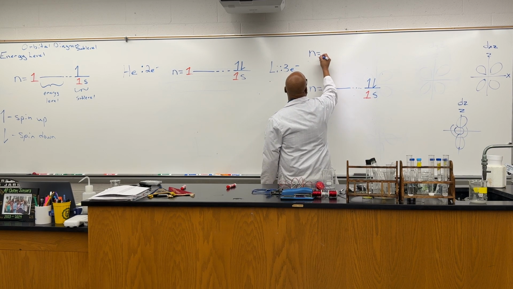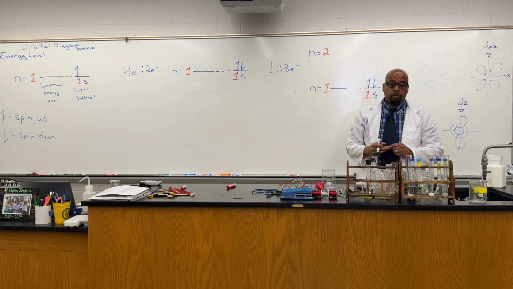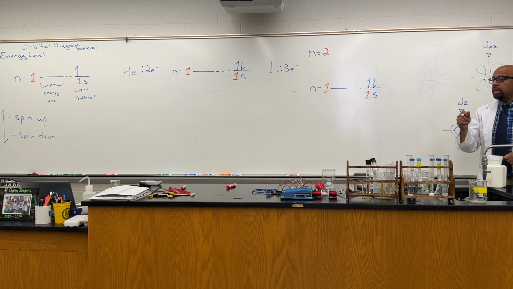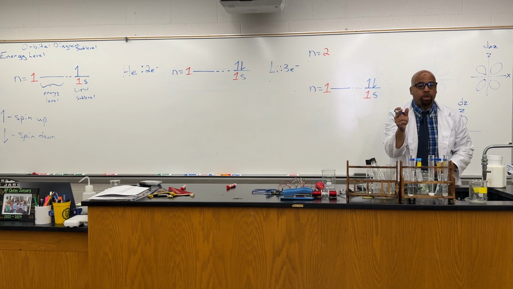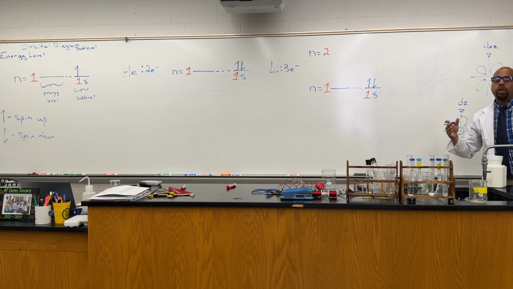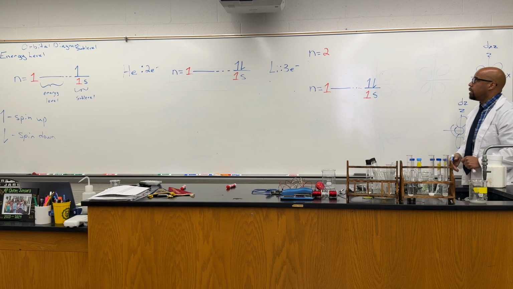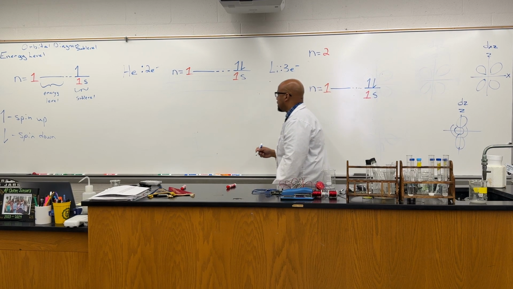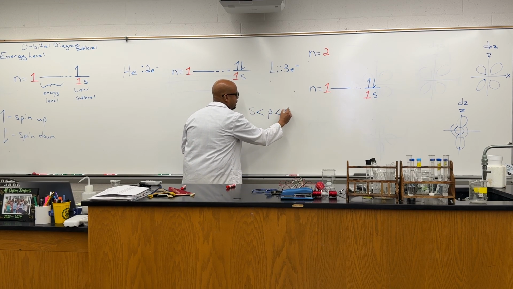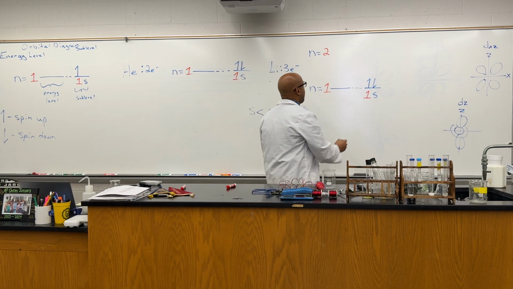So N equals 2. Now, if you remember, we said the second energy level has 2 sublevels available to it. It has the s that it will recruit, and it will also recruit the next lowest, which happens to be who? The p. And if you remember, we said s is lower, p is higher, d is higher, f happens to be higher. Watch how this is going to work out.